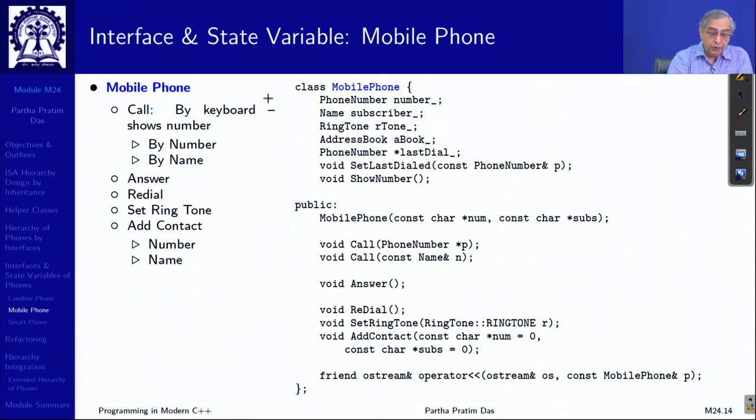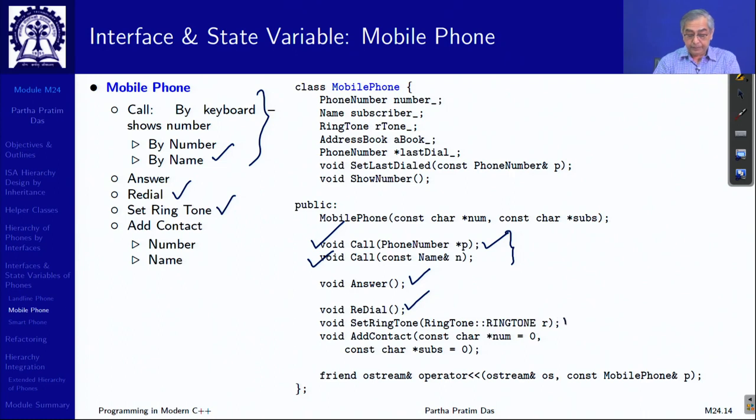So, now I try to do the mobile phone. First, the interfaces: the call will have call, which is by phone number, but it also has an option to call by name. So, I include another call interface, or in other words I overload the call. I will have to have an answer, there will have to be a redial, setting of ringtone, where I specify, assuming that there is some enumerated names of ringtones, which ringtone. I should be able to add a contact given the phone number and the name, right.